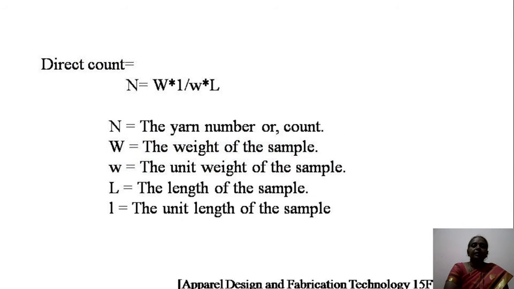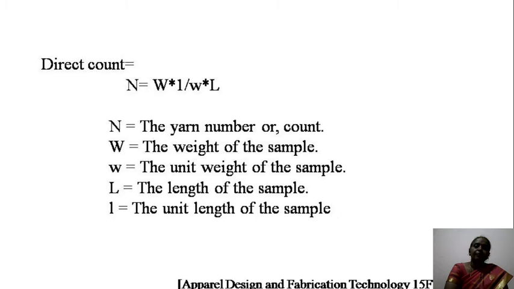Now the formula for direct count: N = (W × l) / (w × L). Here capital N is the yarn number or the yarn count.